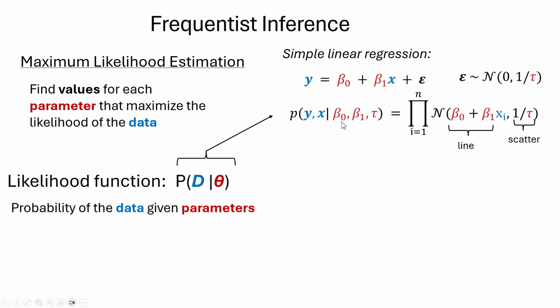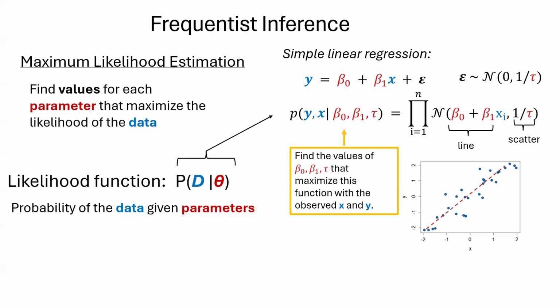You might notice here that our data, particular y variable, is on a normal distribution with the mean as described by this line, and then the variance is described by some scatter. So again, it looks like this.